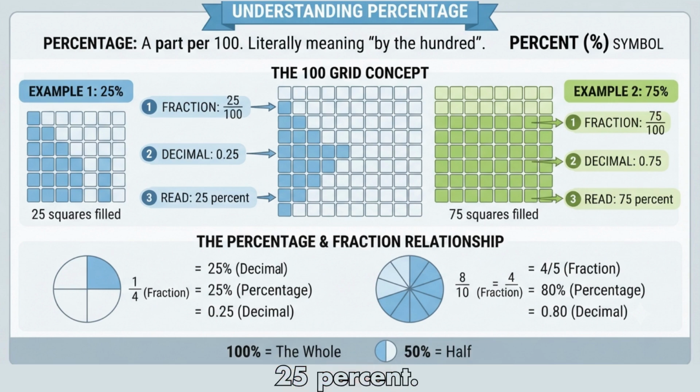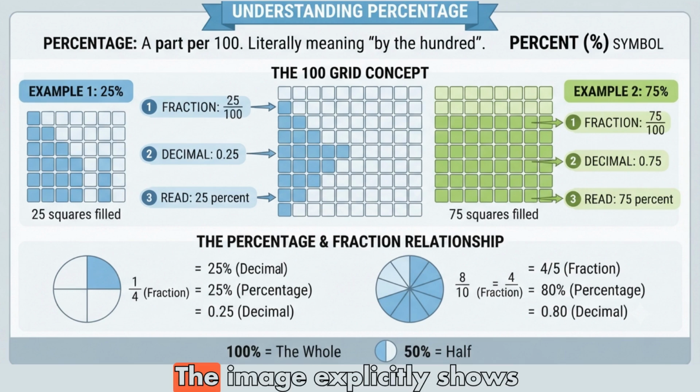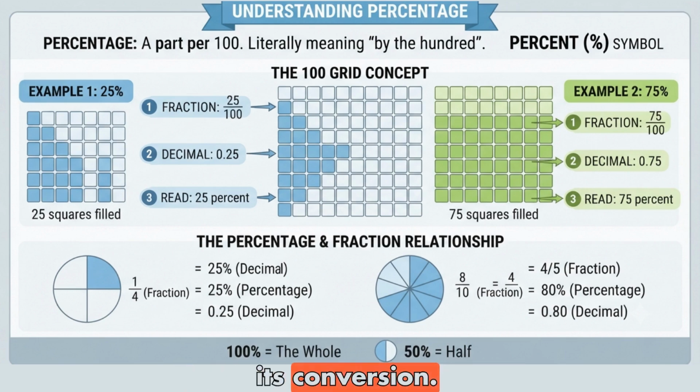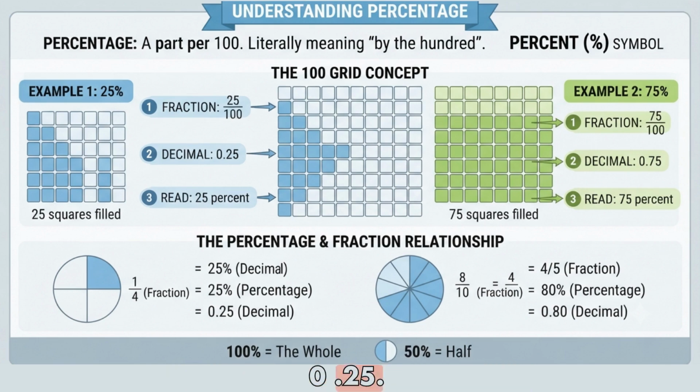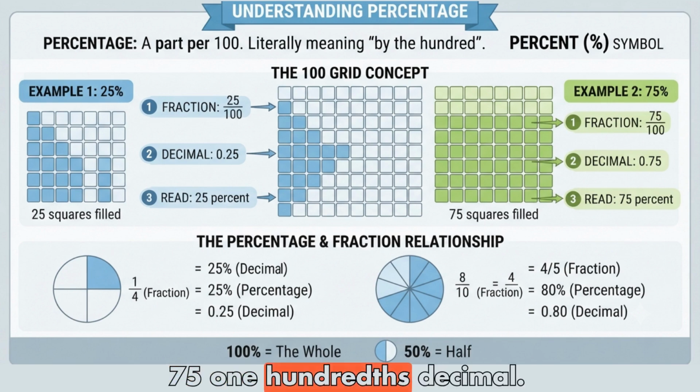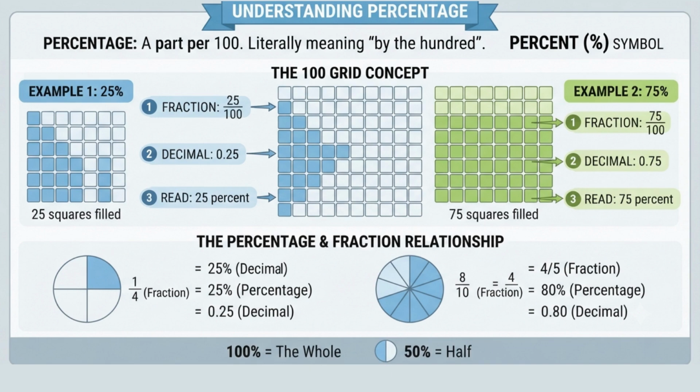Example 1, 25%. On the left, 25 of the 100 squares are shaded blue. This visually defines 25%. The image explicitly shows its conversion. Fraction: 25/100. Decimal: 0.25. Example 2, 75%. On the right, 75 of the 100 squares are shaded green, defining 75%. Fraction: 75/100. Decimal: 0.75.